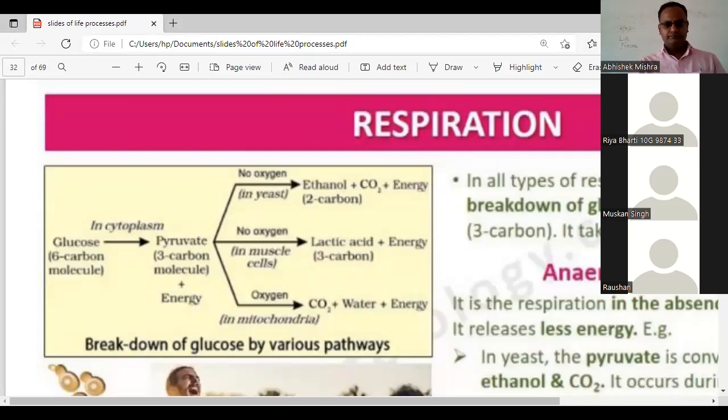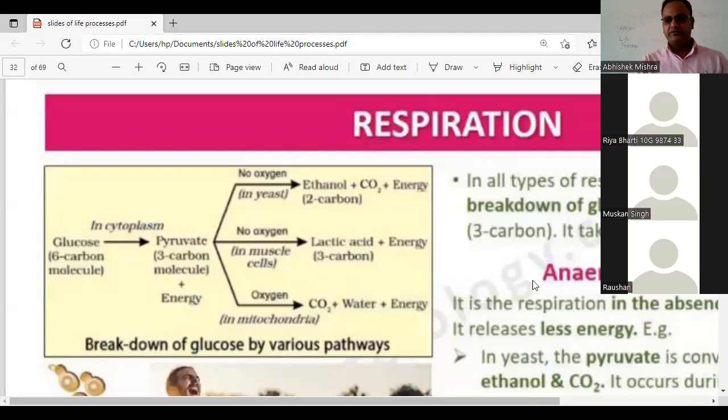So, in aerobic respiration, the respiration in which pyruvate molecules break up into CO2, water, and energy with the help of oxygen in mitochondria. And in anaerobic respiration, the respiration in which pyruvate molecules break up into ethanol, CO2, and energy without the help of oxygen.